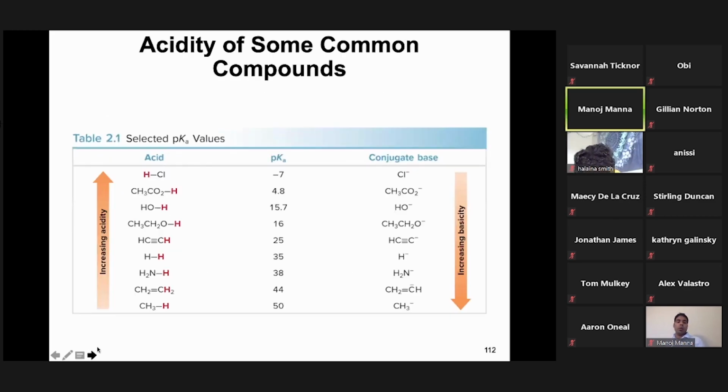Okay, here are a few examples. We can see HCl, acetic acid, water, propionic acid, acetylene, H2, ammonia, ethylene, methane. These are some examples where we can see those hydrogens are basically acidic hydrogens. That means, based on the condition, they can release H plus. They can give H plus. That's why they are acids.